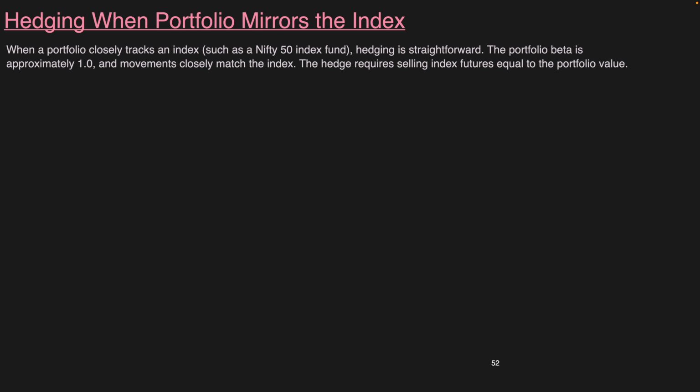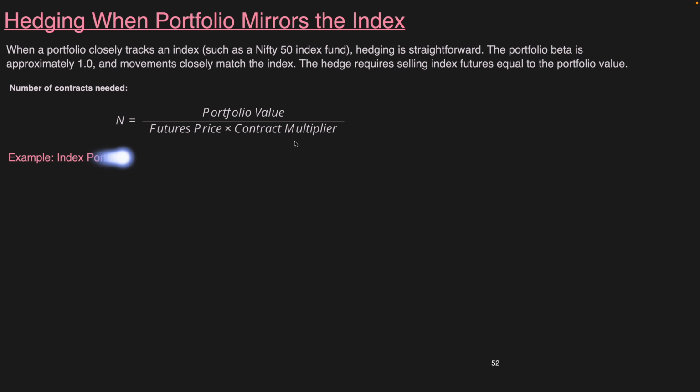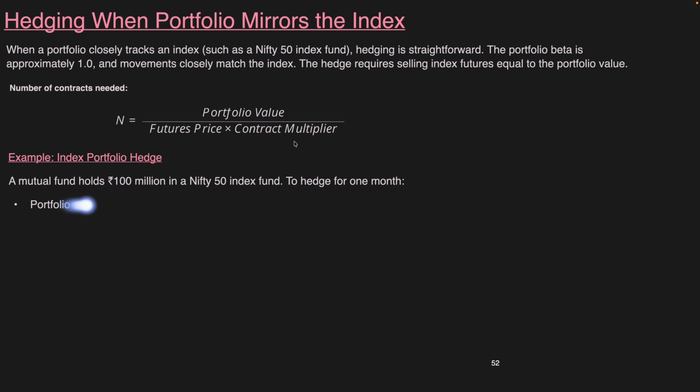So when you are hedging a portfolio which mirrors the index, in such cases the hedging will usually be 1:1 hedging. Whereas here the number of contracts needed is nothing but the value of the portfolio divided by the futures price into the contract multiplier, which we have already discussed.